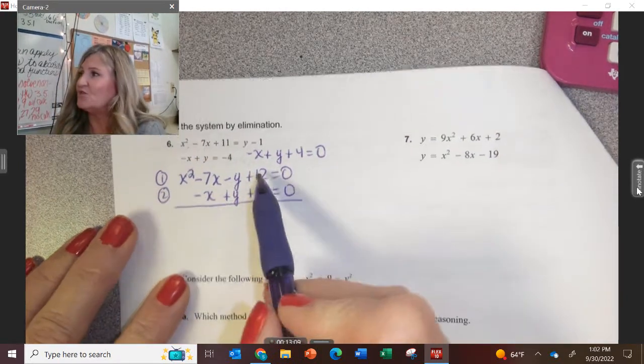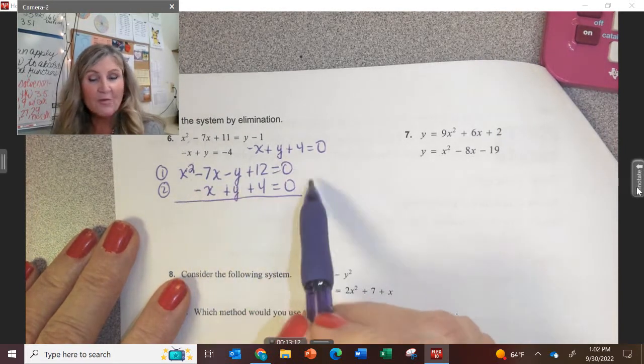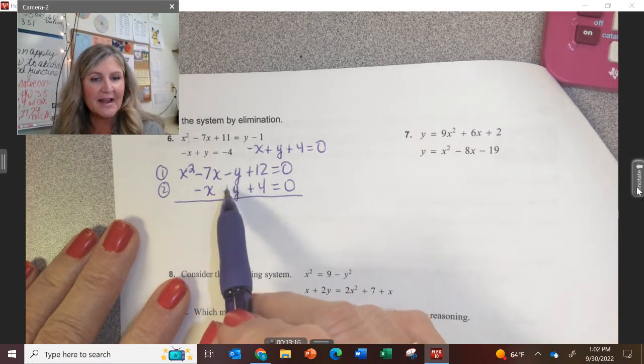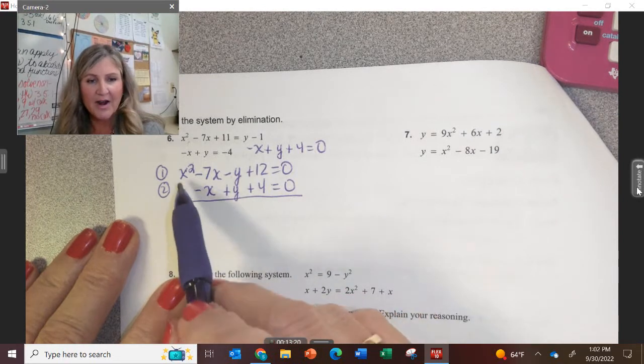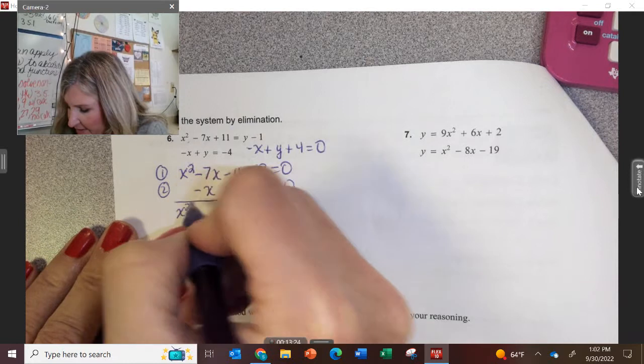Does it make sense why I lined them up this way? Because I want to have like terms, right? Plus, what's going to happen when I add a negative y and a positive y? They're going to cancel out, right? So tell me what I get then. X squared, keep going.